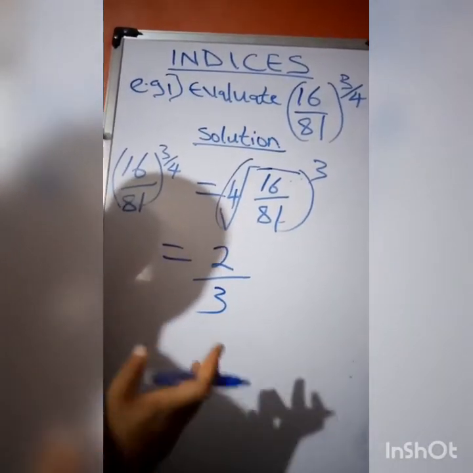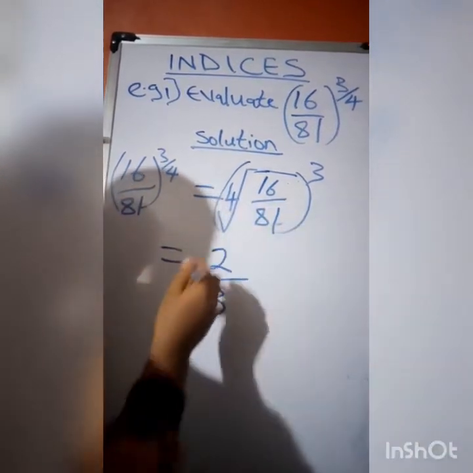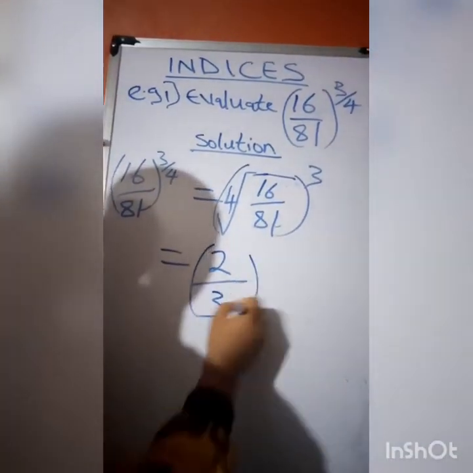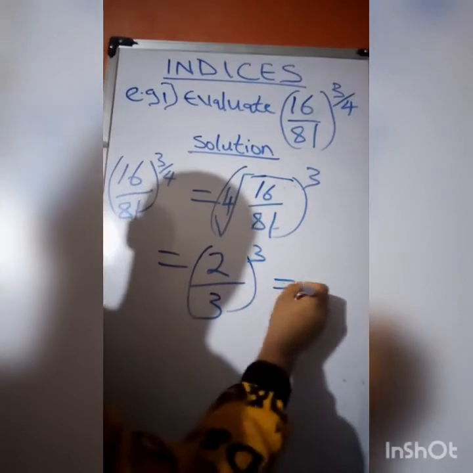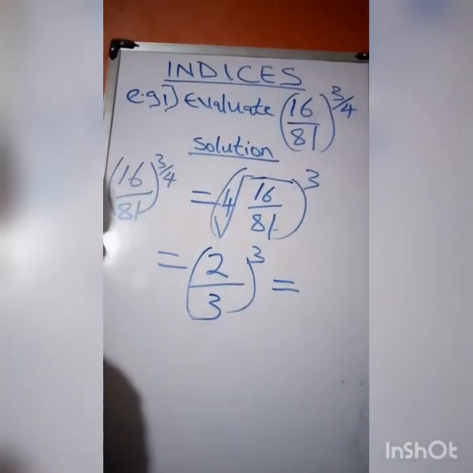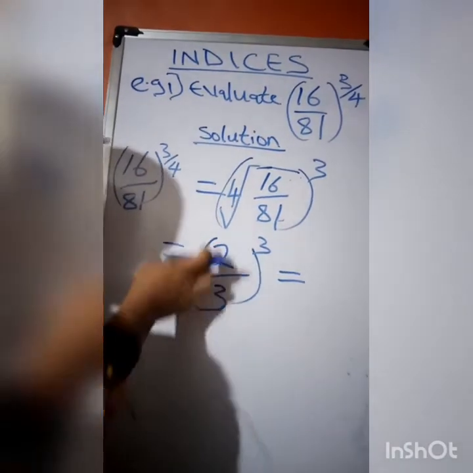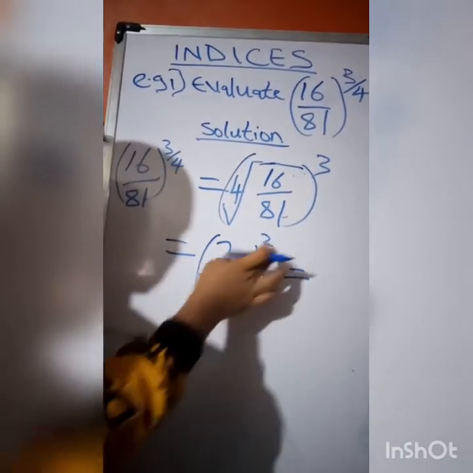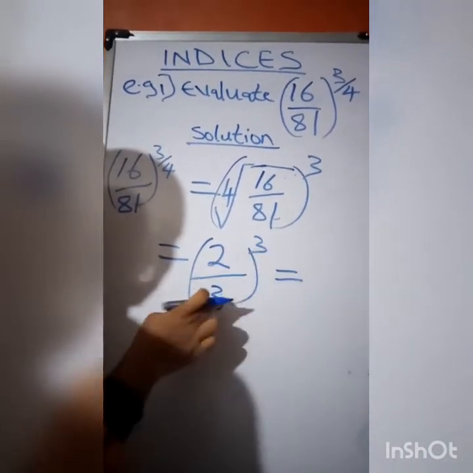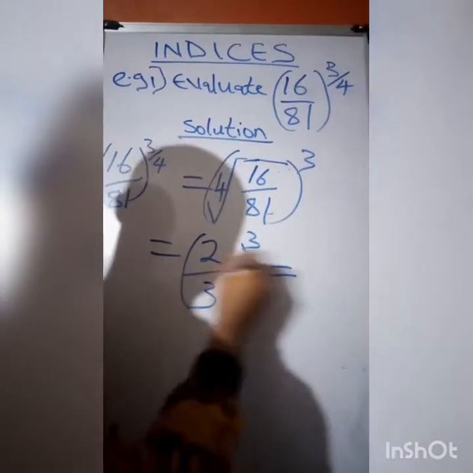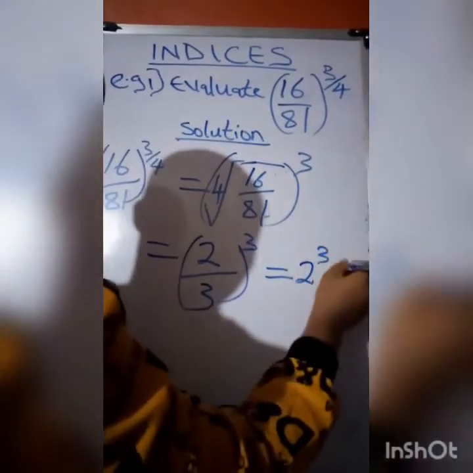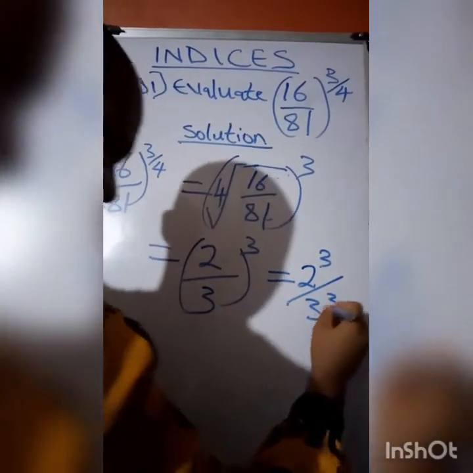Because 3 times 3 is 9, times 3 is 27, times 3 is 81. Then I'm raising it to the power of what? 3. You apply your power rule. And because I'm having the division here, 2 numbers, this will take this, this will take this. So 2 raised to power 3. This is the same as writing 2 raised to power 3 over 3 raised to power 3.